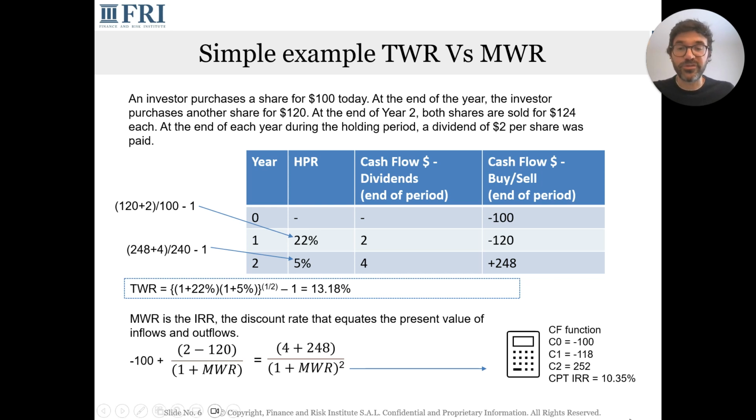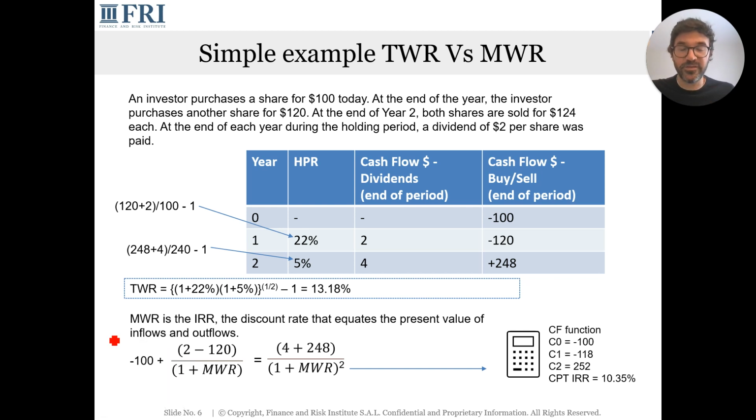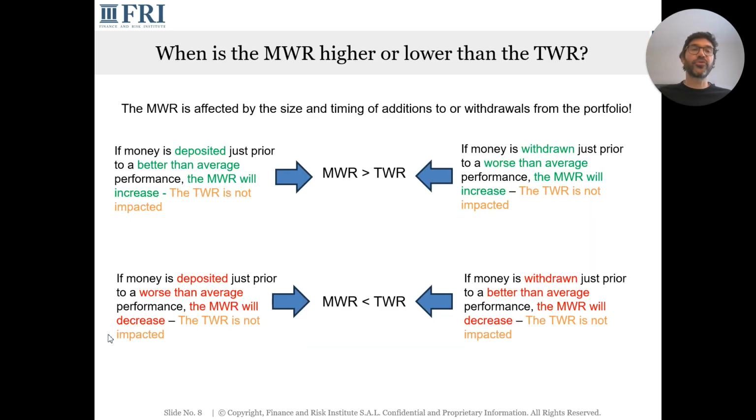The money-weighted rate of return is the one that is impacted by when and how much you invested, whereas the time-weighted rate of return is not. So let's think of those 4 scenarios. If you deposit money just prior to a better than average performance, then more money would actually earn the higher return and the money-weighted rate of return would increase. Focus on the word money-weighted rate of return.